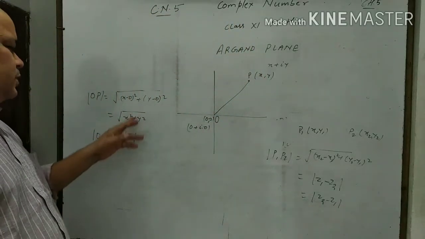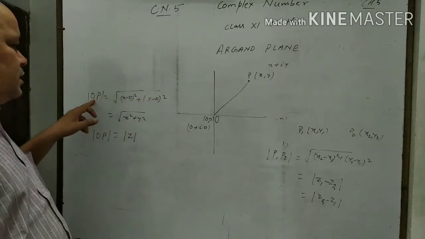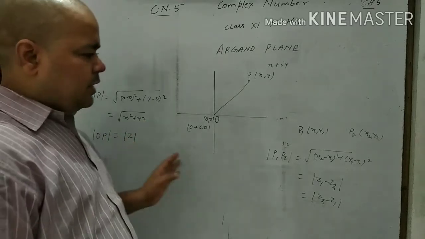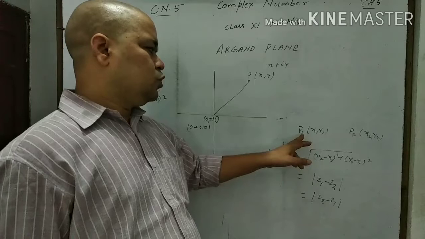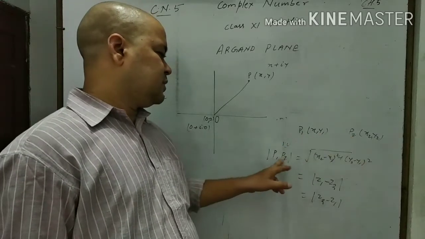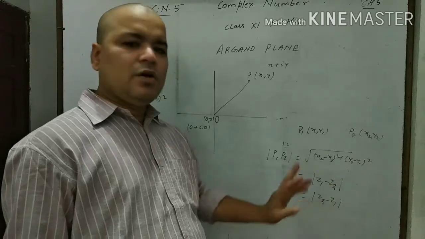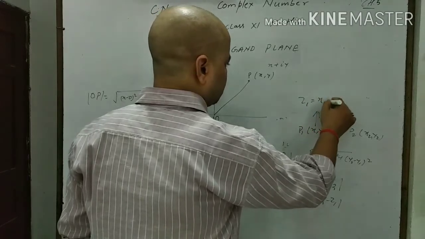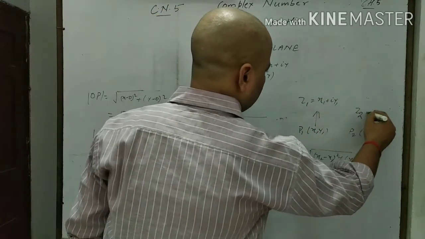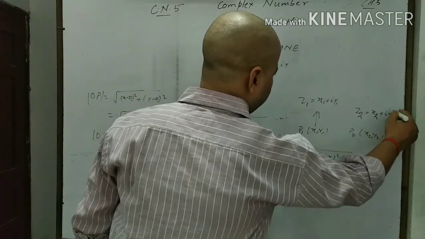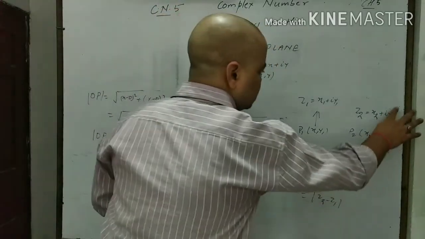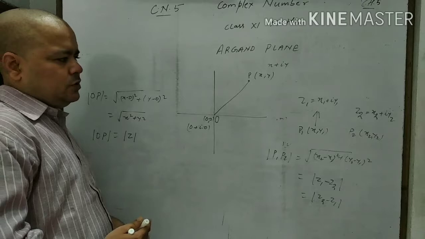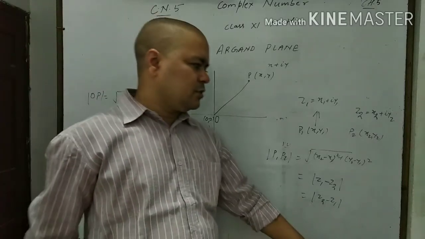Using the distance formula, the distance of any point P from the origin is root x square plus y square, that is the modulus of z. And if we have two points P1 and P2, then the distance between them is given by a similar formula for z1 and z2. Let this be z1, x1 plus i y1, and here z2, x2 plus i y2. In this way we can find the distance formula.